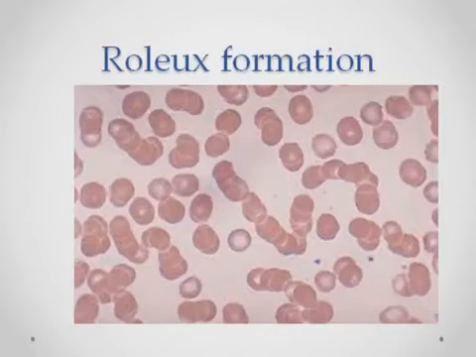Rouleau formation we sometimes see normally, but sometimes we can see it in other diseases like multiple myeloma, Waldenstrom macroglobulinemia, sometimes in inflammatory disorders and sometimes in autoimmune disease. This might be due to excess antibodies, which make red blood cells stick to each other.